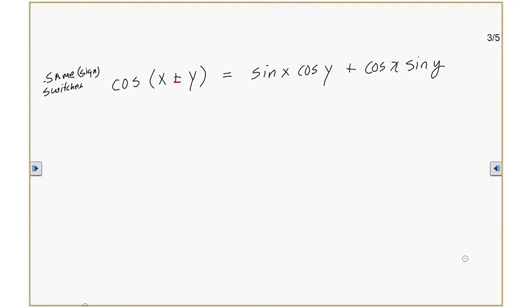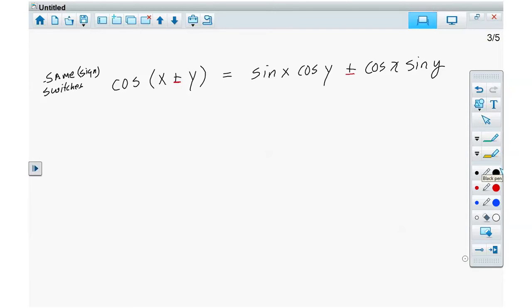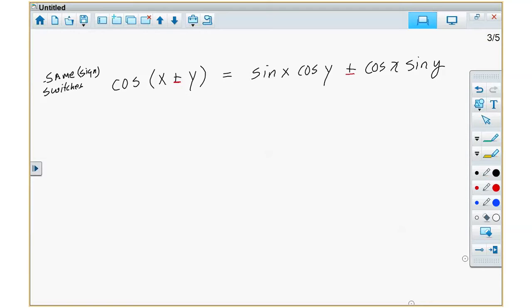Take a red pen and put a minus here. That sign stays the same, so if you have cosine of x minus y, then what's that over here? Let's change it to a minus. Now sine, I'm just messed up. This is supposed to be the sine. Sine is the one that switches, so I'll change that right there.